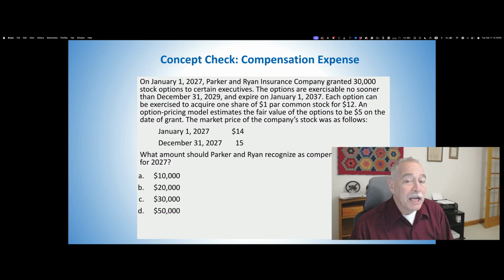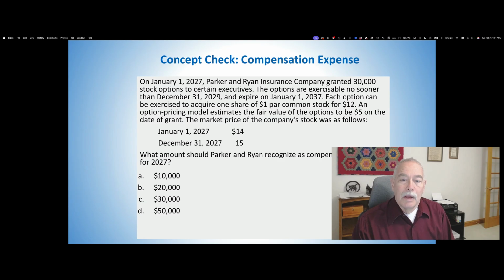This is just a check. Here they granted 30,000 stock options to executives. And importantly, the fair value of the options is $5 on the grant date. So we take the 30,000, we don't care so much about the par value or when they can be exercised. All we're figuring out is the total compensation expense here. And it's 30,000 times 5, $150,000.